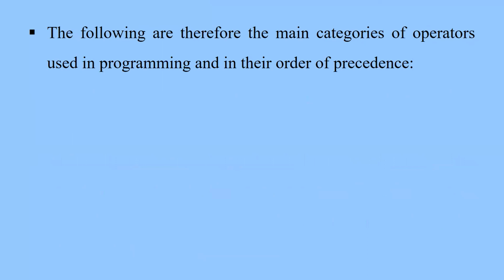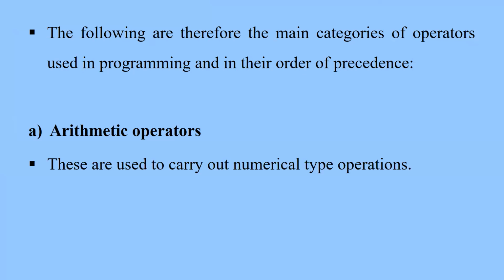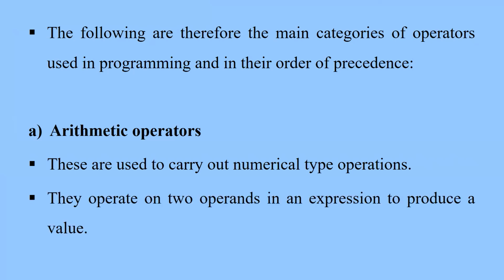Therefore, the following are the main categories of operators used in programming in their order of precedence. We always begin with arithmetic operators. These are the operators that are used to carry out numeric type operations. They operate on two operands in an expression to produce a value. The following is the order of precedence for these operators in Pascal.